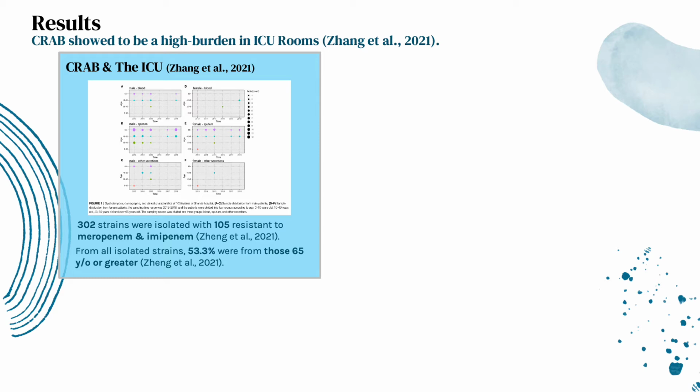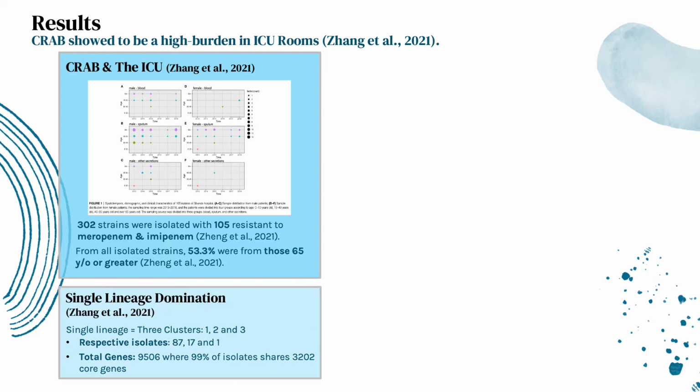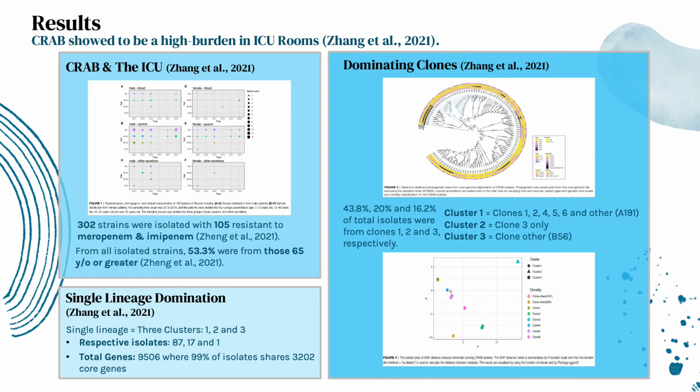Based off of a pangenomic analysis, single lineages seem to be dominant, and this was comprised of clusters 1, 2, and 3. Of the 9,506 genes that were clustered, 3,202 were homologous to all genomes included in the dataset. In regard to which clones were dominant, clusters 1 through 3 were identified.